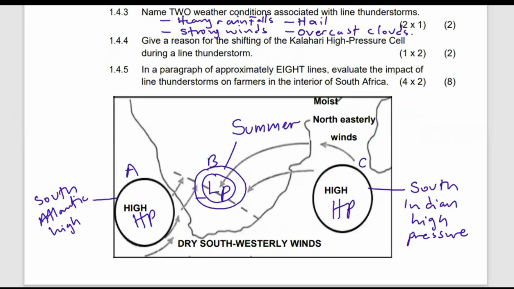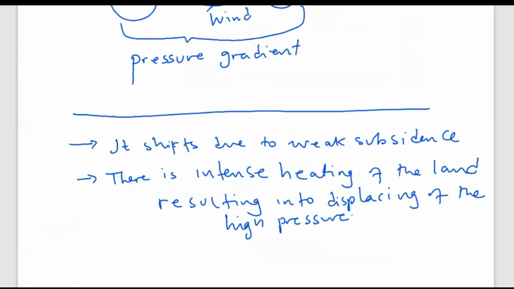Right. Let's proceed to question 1.4.5. For this question, as you can see, they say in a paragraph of 8 lines, evaluate the impact of line thunderstorms on farmers in the interior of South Africa. They're not being specific, and all of us know that an impact could be either positive or negative. So in this case, we could give both, or we could mix, or we could give either. All right, let's go to our answer sheet. Let us write down the impacts of line thunderstorms.